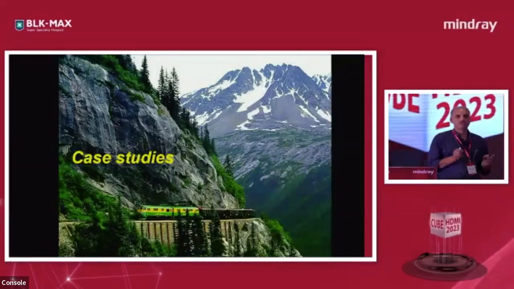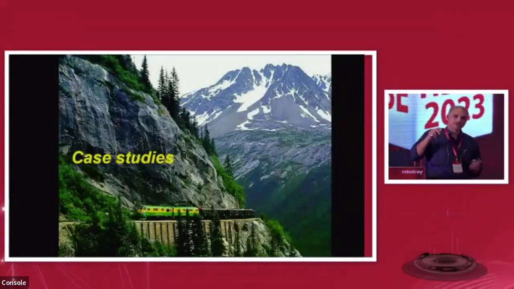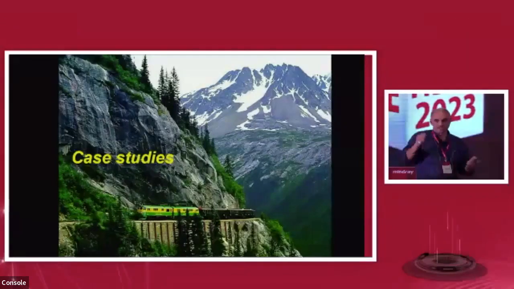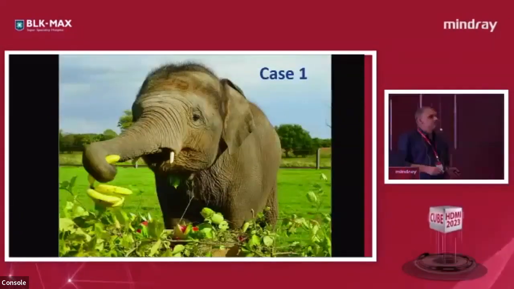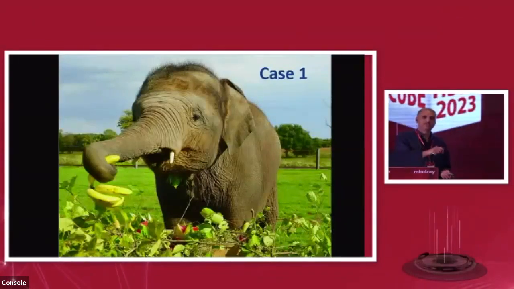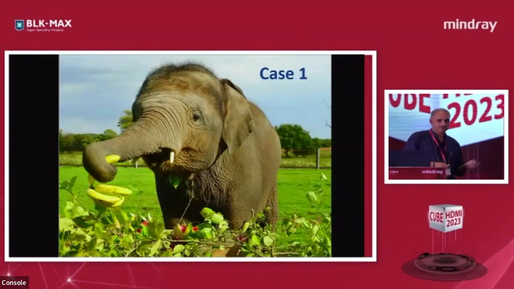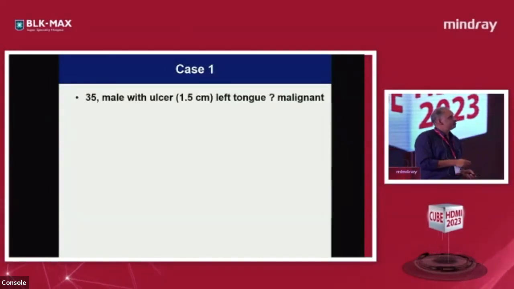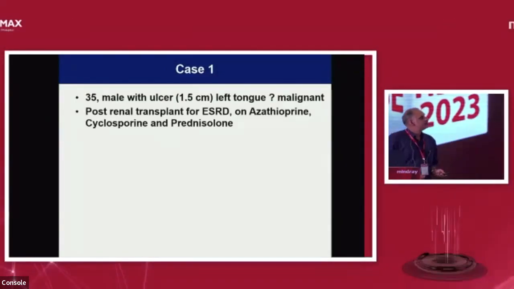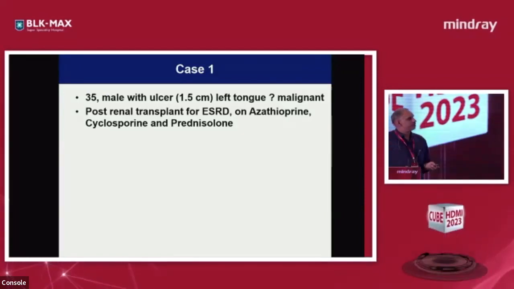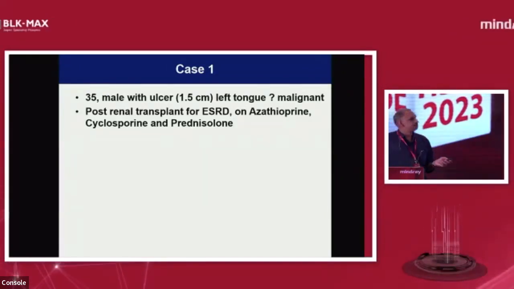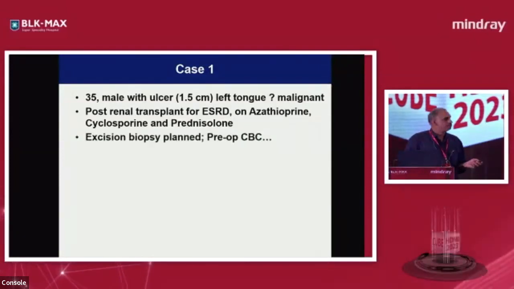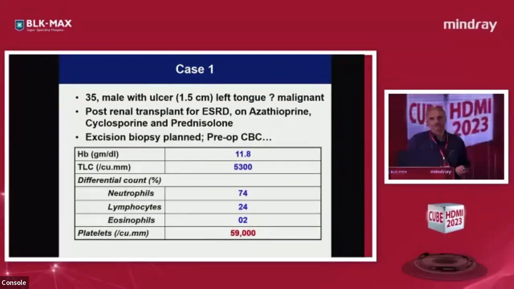So I'll take you through some actual case studies, except the last one, which was from one of our postgraduates. In fact, 3 days before I came, he sent over this case and I've added that. So every picture that opens for the case may have a clue to what is coming up, doesn't matter really. So case 1, this is a male with an ulcer in the left tongue, which he thought to be malignant. He was on immunosuppression for end-stage renal disease and post-transplant for that reason. Excision biopsy was planned and a pre-op CBC showed thrombocytopenia.